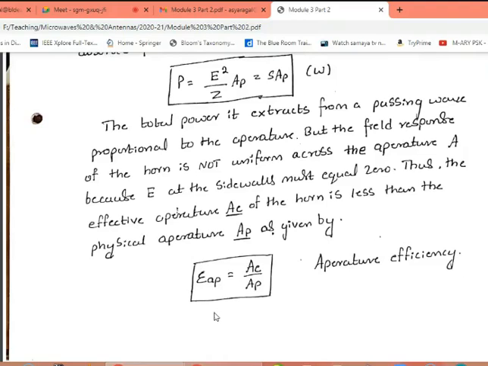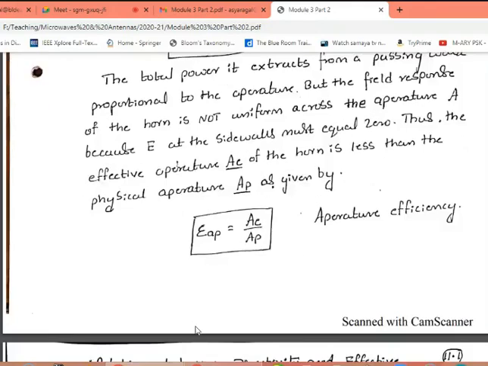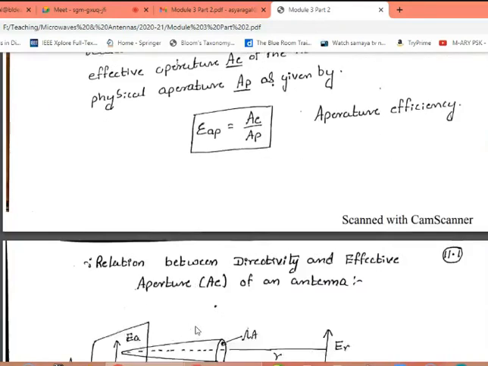AE is the effective aperture, that is, how much of the rectangular horn antenna is able to absorb power from the wave. Physical aperture is the area of the antenna that is available. This is how the antenna aperture efficiency is calculated: AE divided by AP.